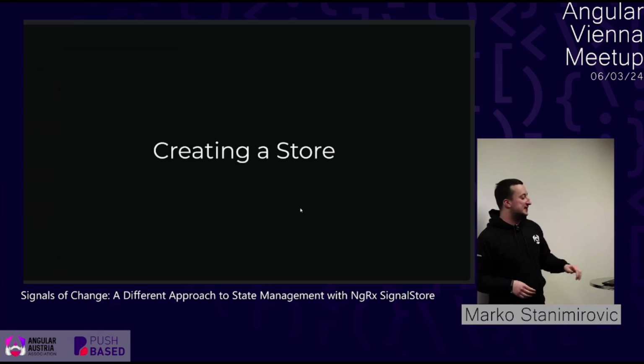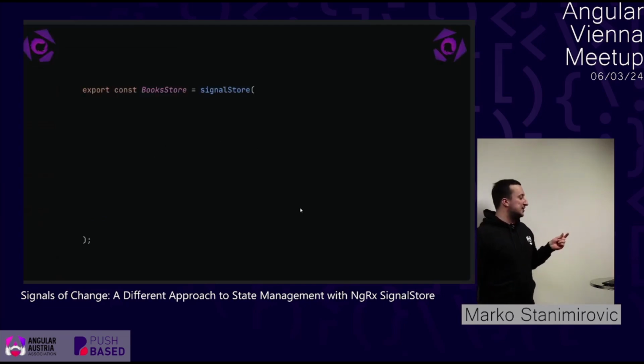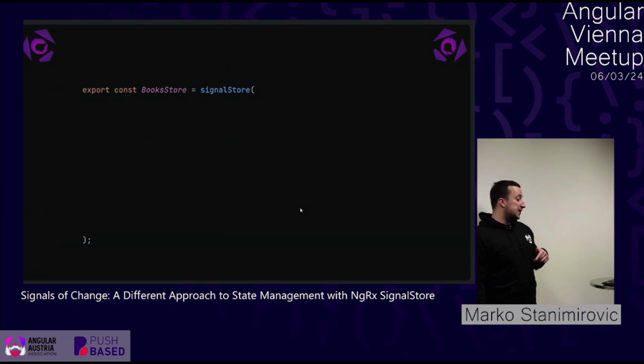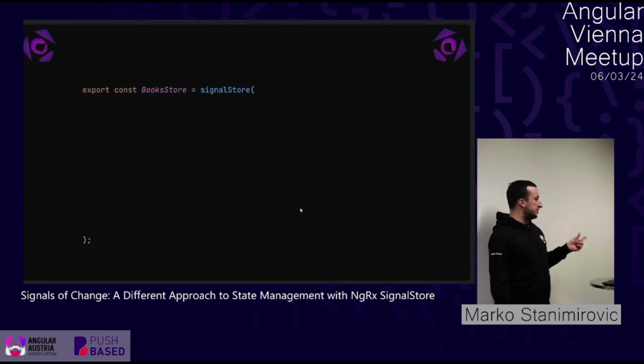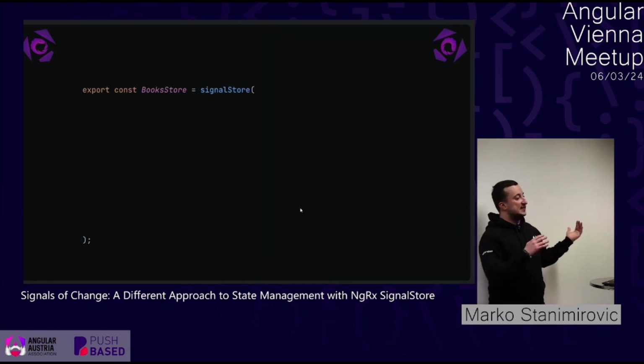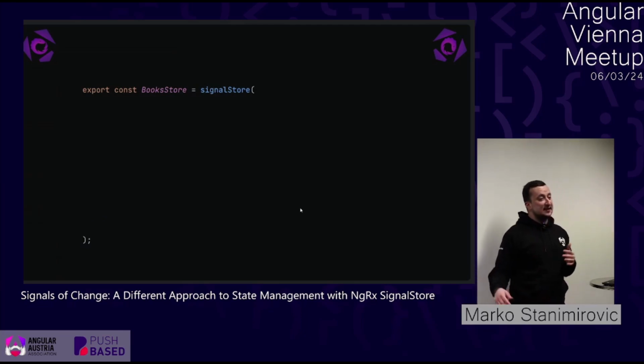Let's now see how we can create a SignalStore. To create a SignalStore, we can use a function that has the same name. And this function can be imported from the NgRx Signals package. This function, as a result, returns a dynamic service, like an injectable, and we called it here BooksStore. As an input argument, it accepts a sequence of SignalStore features. And by combining SignalStore features, we're actually building our store.